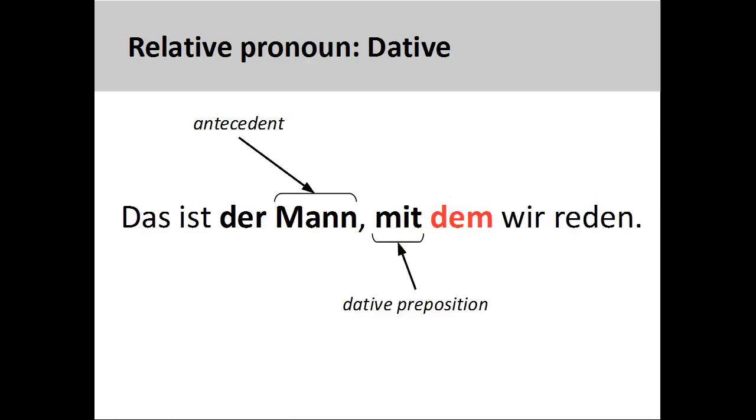We can also have a relative pronoun as the object of a dative preposition, as you see here on the screen. In this sentence, das ist der Mann, mit dem wir reden, that is the man with whom we talk, the dative preposition is placed before the relative pronoun.